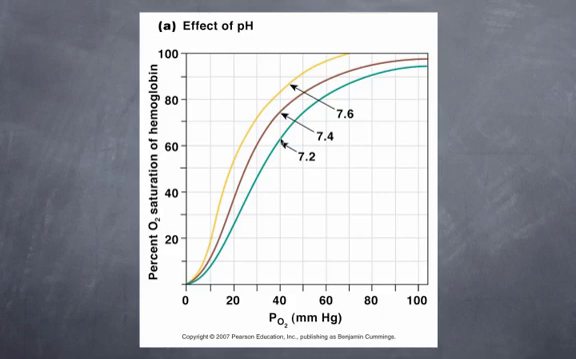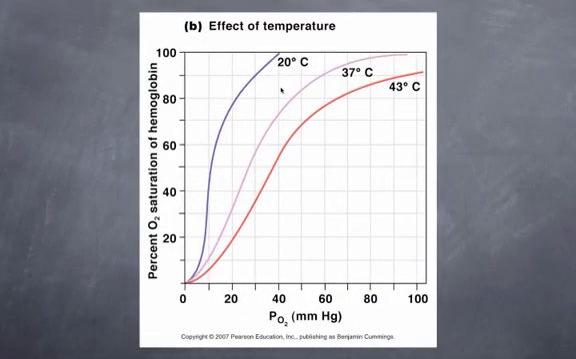Okay, if the pH becomes more alkaline, so here at pH 7.6, and you hold that PO2 the same, so here it is at 40, now look across to the Y and see how high it is. It's somewhere like 85%. So as the pH increases, hemoglobin loads more. That is called a left shift. Other things that affect it include temperature. So here, compared to the normal, 37, when we increase the body temperature, say to 43, this is extremely high.